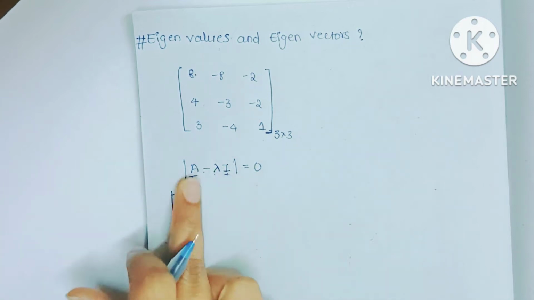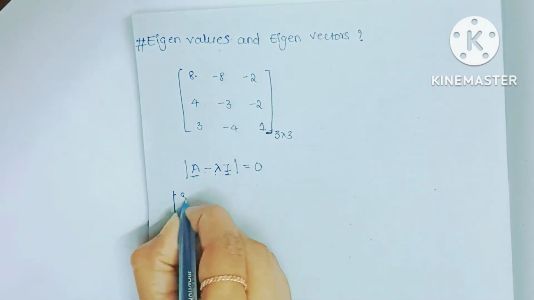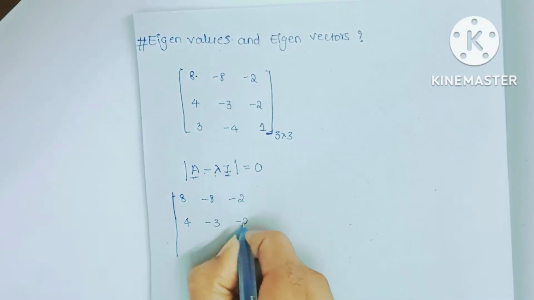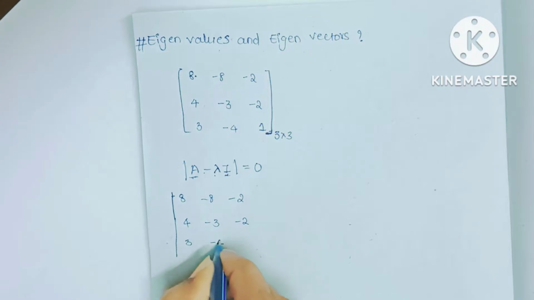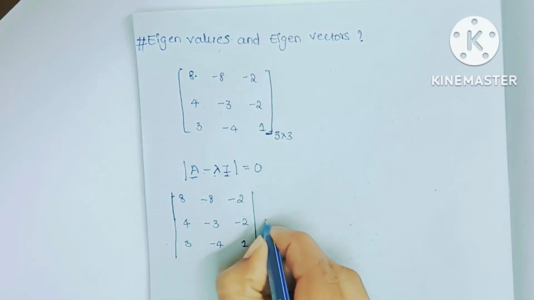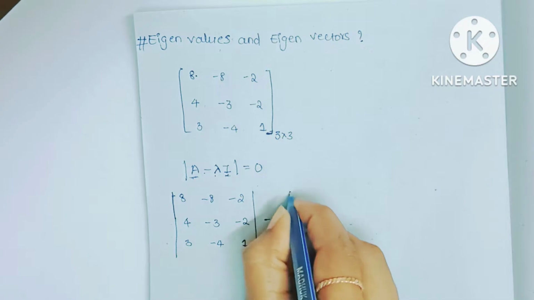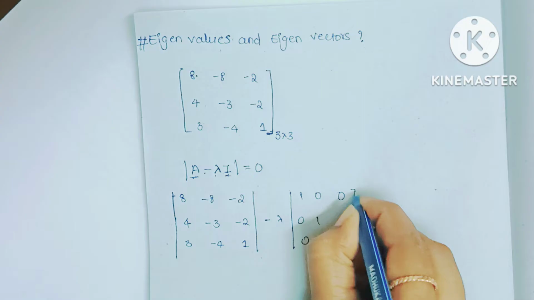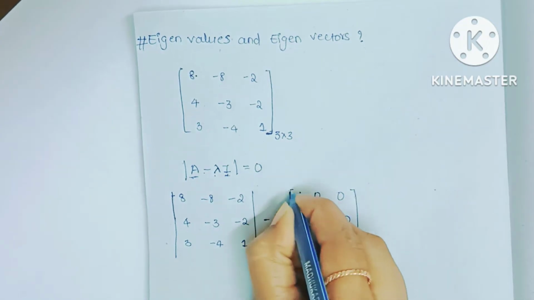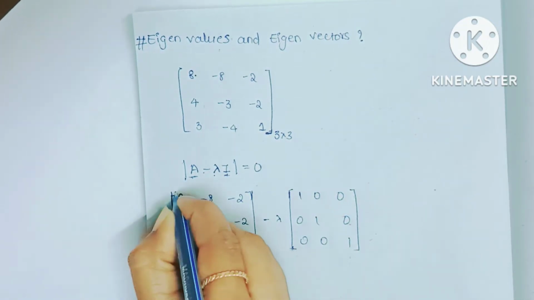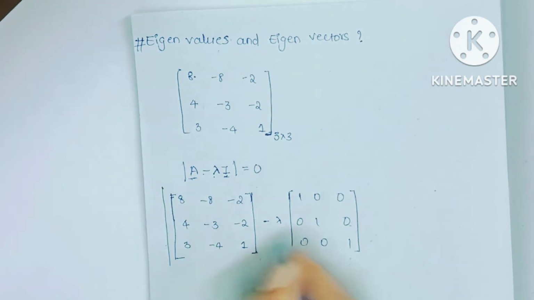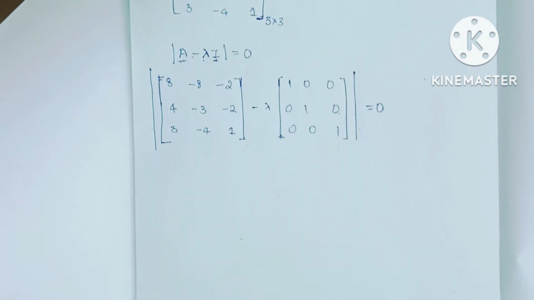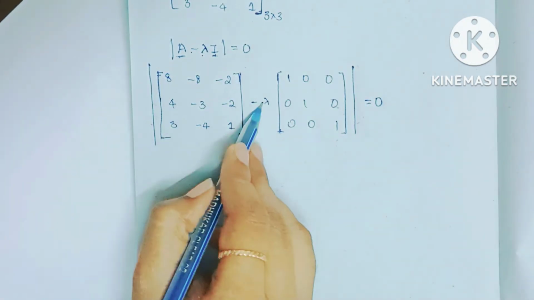So now I am writing the characteristic equation. A is the matrix 8, minus 8, minus 2; 4, minus 3, minus 2; 3, minus 4, 1, minus lambda into I, which is nothing but 1 0 0, 0 1 0, 0 0 1. So these are the matrices. We have to write them in a square box, and for the determinant we have to write the modulus, which is equal to 0. Okay, so from here I am writing 8 minus lambda.